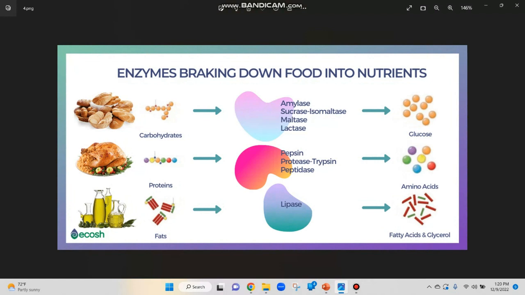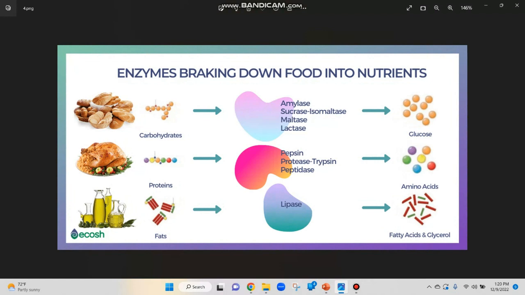Protein over here is present in the meat, either chicken or red meat. Red meat involves your beef, mutton. So the protein molecules, the complex chain, the bigger molecule, is broken down into tiny amino acids so that they can pass through the walls of the small intestine.